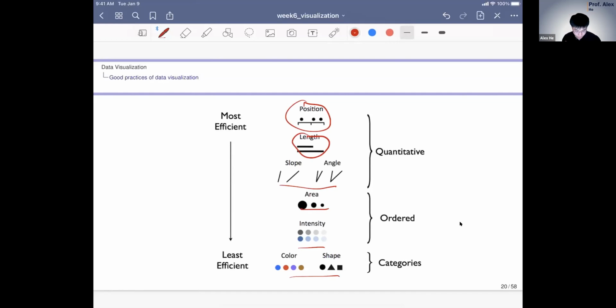So when you are doing these quantitative comparisons, you should always use a bar chart because the length of the bars is very easy for humans to see. However, if you are doing some ordered categories, you could use colors or intensity.